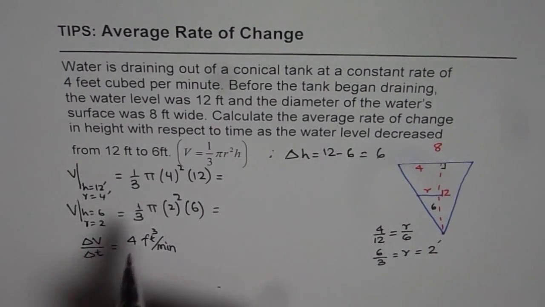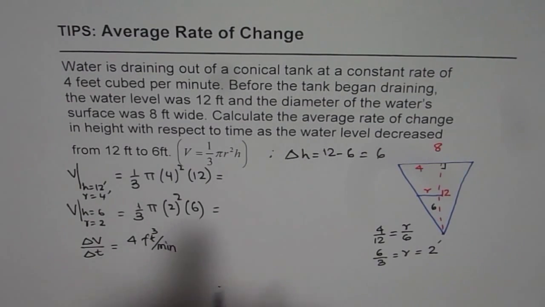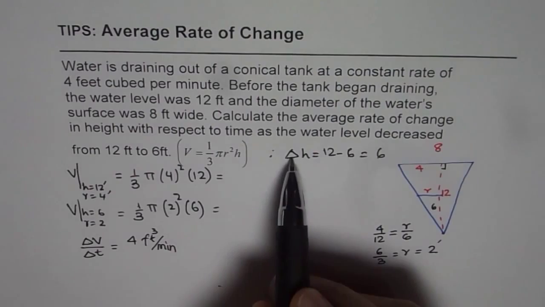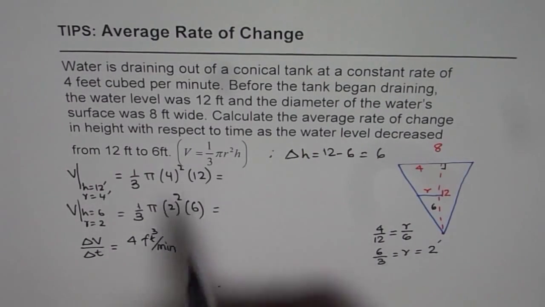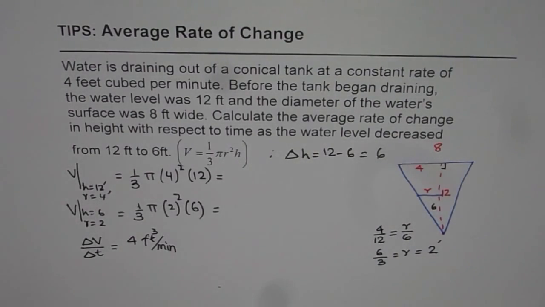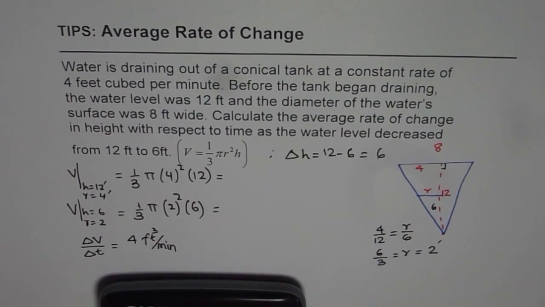So what we will do is calculate our volumes and then divide that by 4 to get change in time. And once we do change in height over change in time, we'll get our answer. So that is a strategy. Let's calculate. So we'll use calculator to calculate the volume when height is 12.